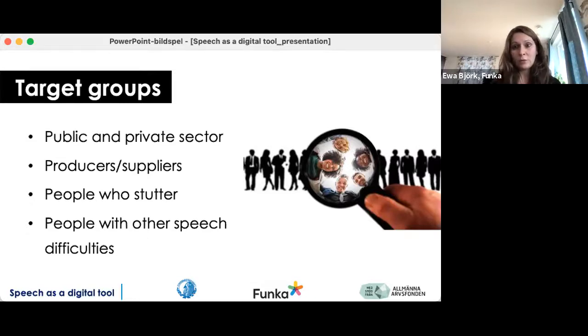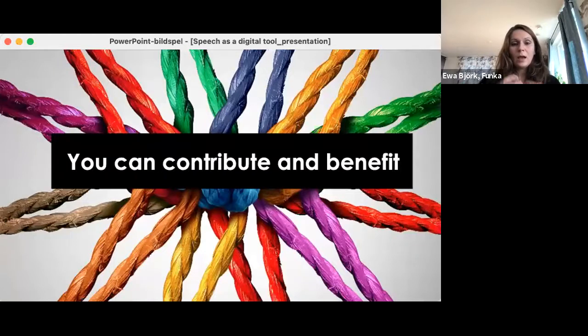The target groups are, of course, also end users, as I mentioned earlier, and that's people who stutter, but also people with other speech difficulties. So as you can see, the project has a very broad outreach and target groups in general, and you can contribute and benefit. As I mentioned, the project is technically national, but we are interested in feedback from other countries as well.